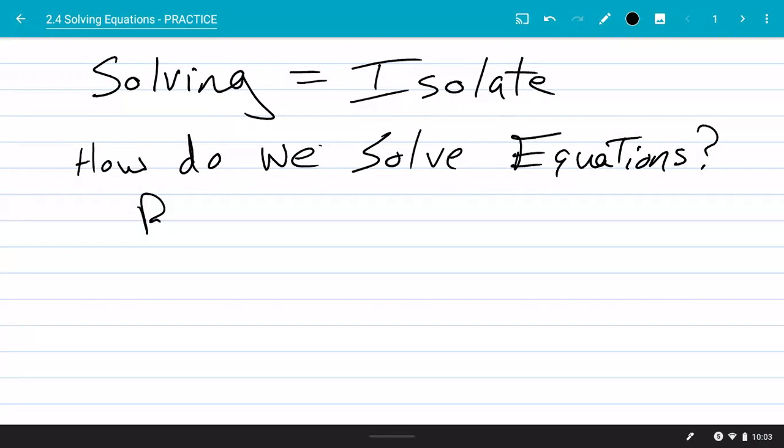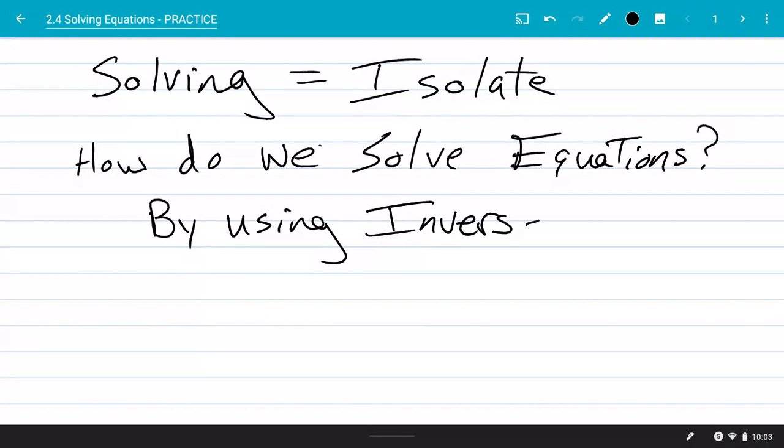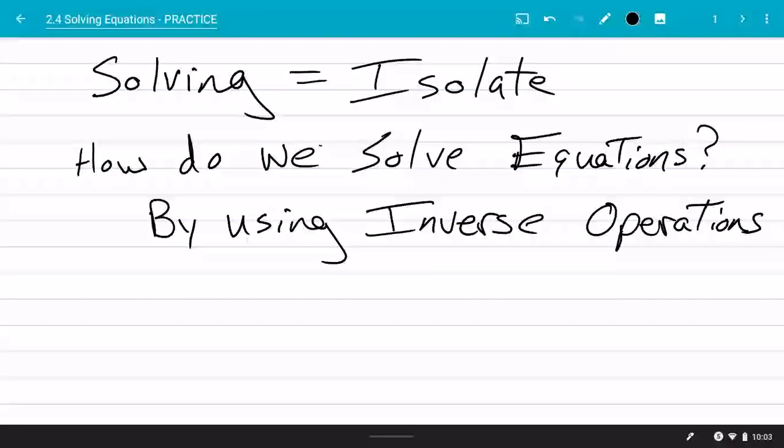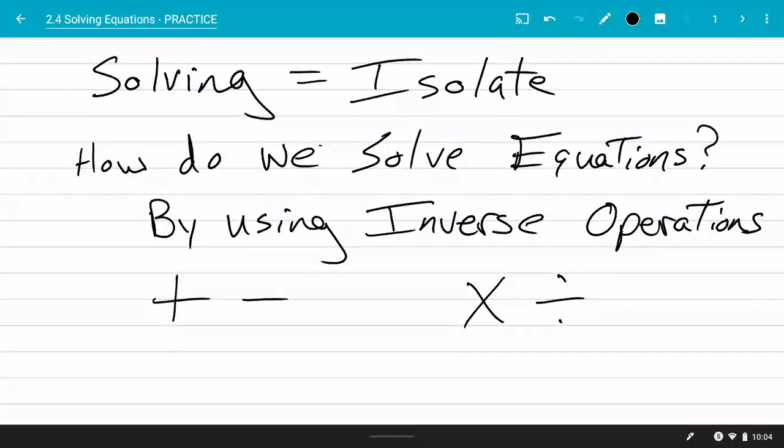Well, we solve them by using inverse operations. In all technicality, there's only 4 operations we're going to be dealing with now. Some people might argue that there's only 4 operations in math anyhow. The operations are addition, subtraction, multiplication, and division.